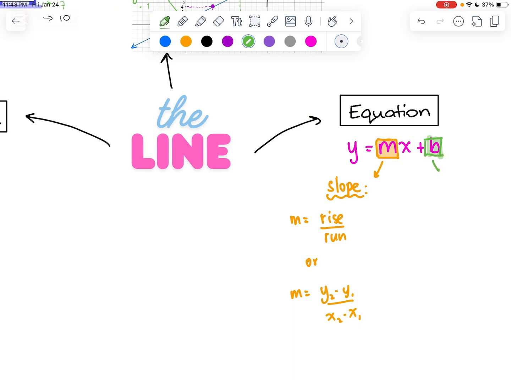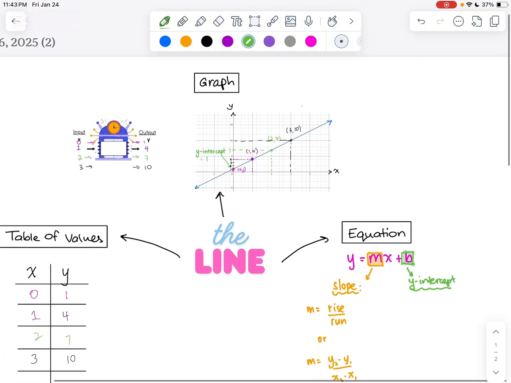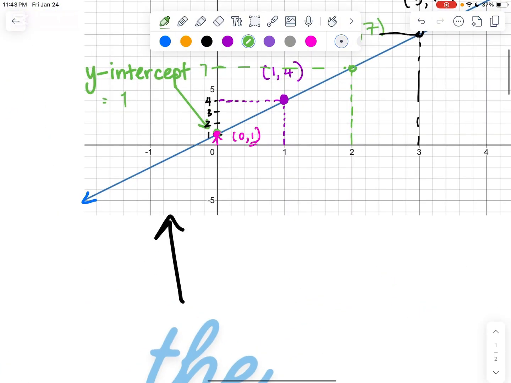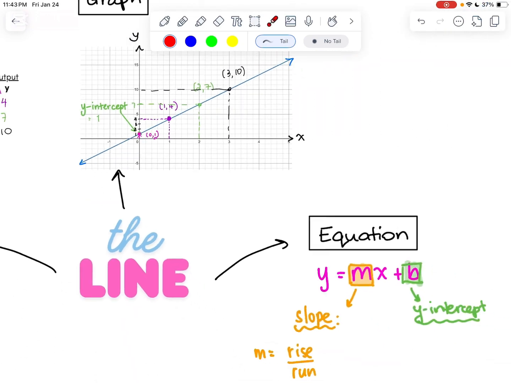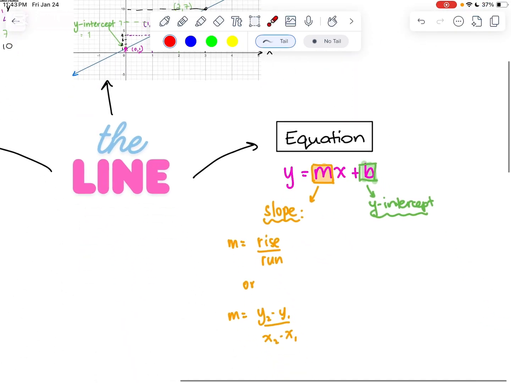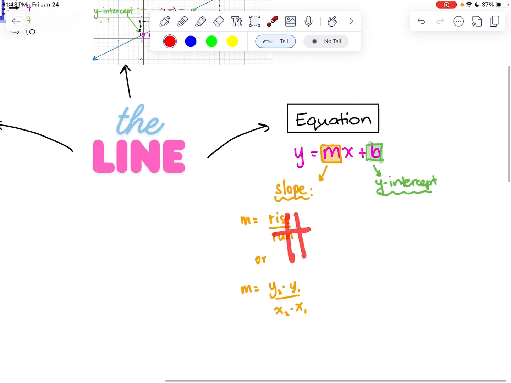b is a placeholder for whatever the y-intercept is. Our y-intercept, we can see it from our graph, and over here it's a 1, so in this specific line, our b value would be 1. So what does that mean? That means if we can find a number for our slope and a number for our y-intercept, we can just replace these m and b letters with the actual numbers for our line. So let's try that for our line.